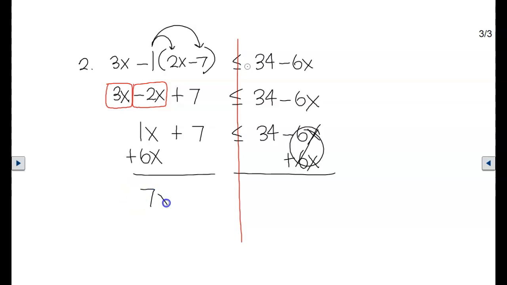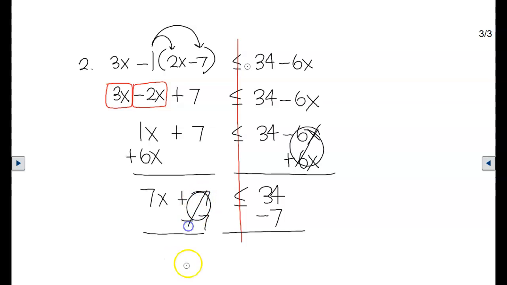So I get 7x plus 7 is less than or equal to 34. All right, undo adding or subtracting. I am going to subtract 7 on both sides, which gives me 7x is less than or equal to 27.